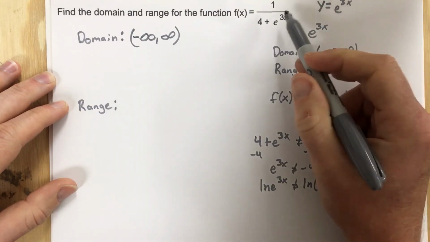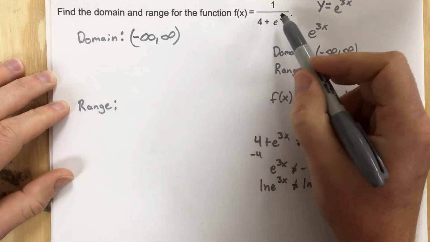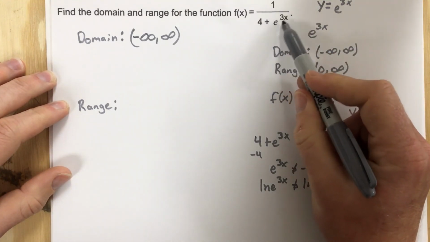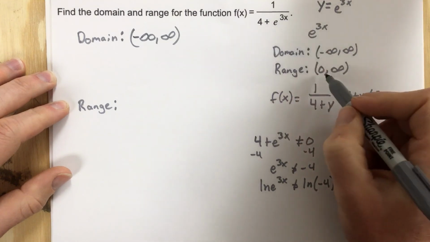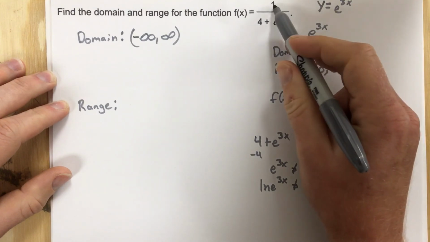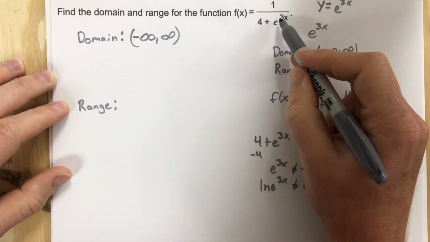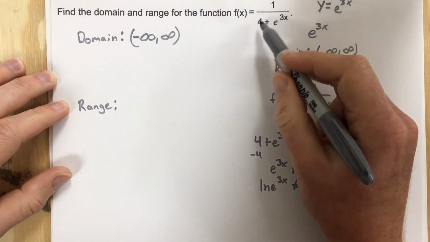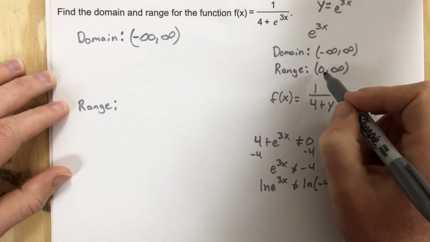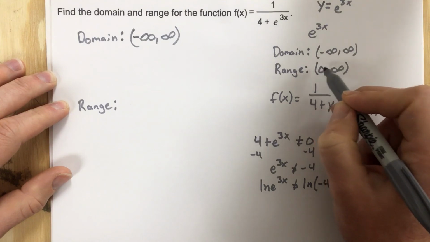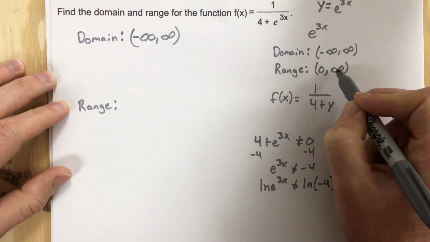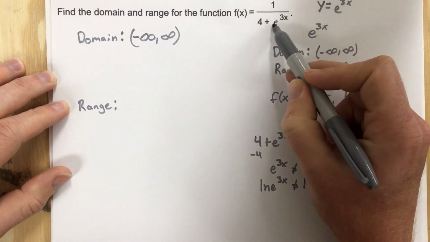Now what's the range of this function? Well, I know the smallest value that I can get for e to the 3x here is 0, right? That's the range for it. So if I plug 0 in there, I get 1 over 4 plus 0, which is 1/4. So 1/4 is one value that we can get when we use the smallest range value of e to the 3x. If I plug in something close to infinity, I get a really large number here.